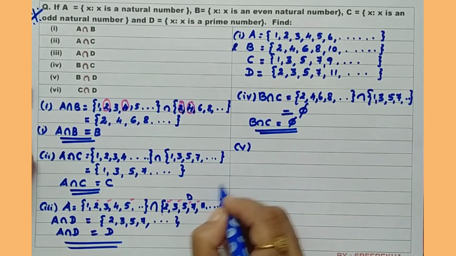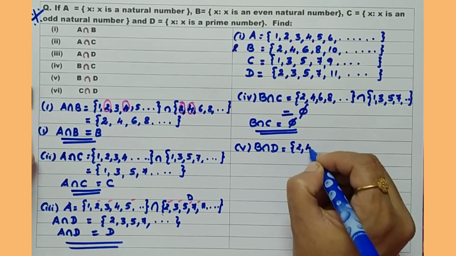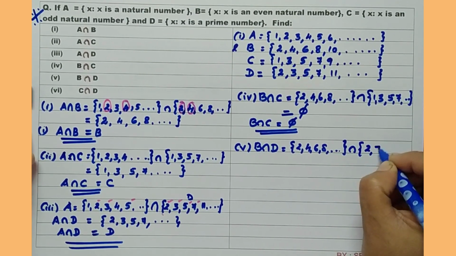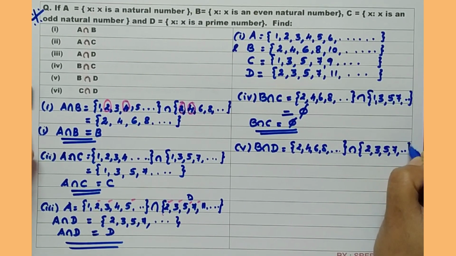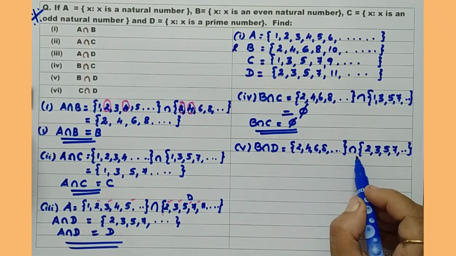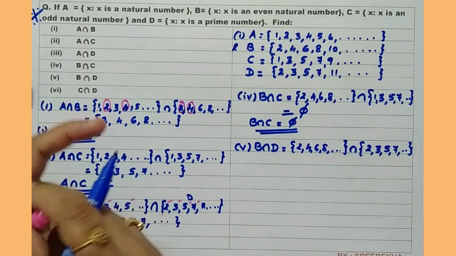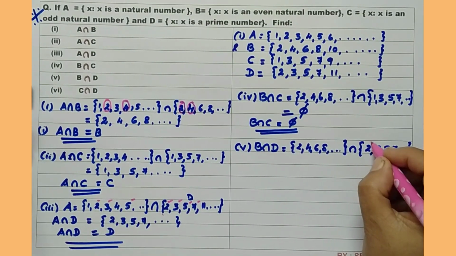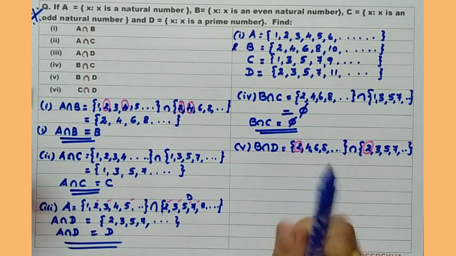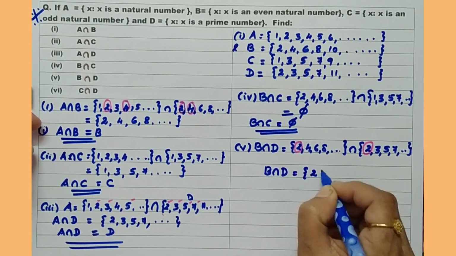Come with question number 5. What is B intersection D? B is the set 2, 4, 6, 8, etc. that you need to take intersection with D, the set 2, 3, 5, 7, 11, etc. That means the set of even natural numbers intersecting with the set of prime numbers. Among the prime numbers, only 2 is the even prime number. So that is the only element common between these two sets. So B intersection D equals the singleton set {2}.